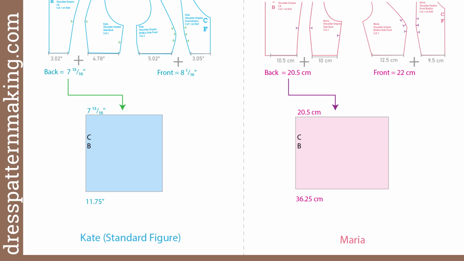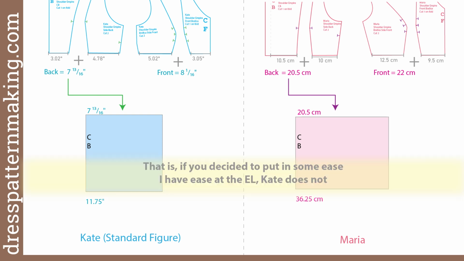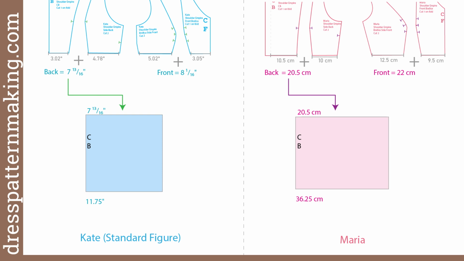We are going to draft the back skirt pattern piece and then make adjustments to the final pattern piece to create the front. So to start, we need the back bodice measurements at the empire line. That's the center back and the side back measurements added together. Remember, they already have ease in them. So the total of those two added together, we need to reduce the top of the rectangle to those measurements. For Kate, that's 7 13/16 inches. And for me, that's 20.5 centimeters.